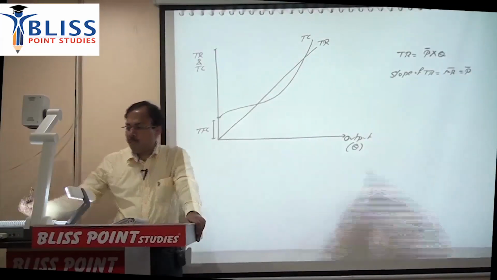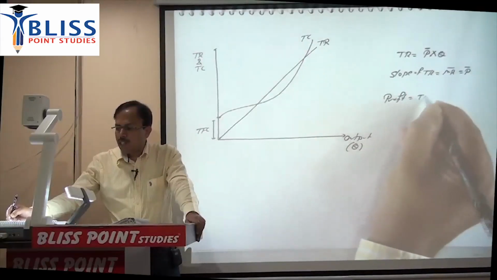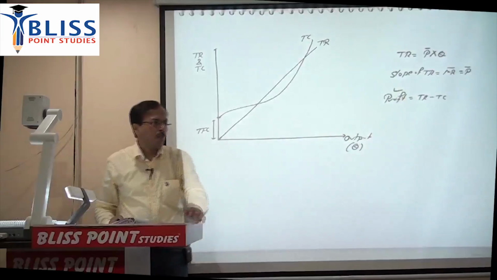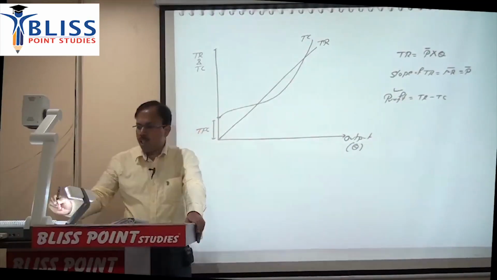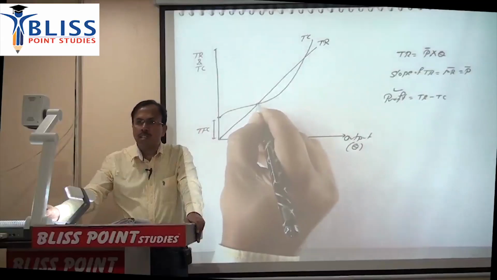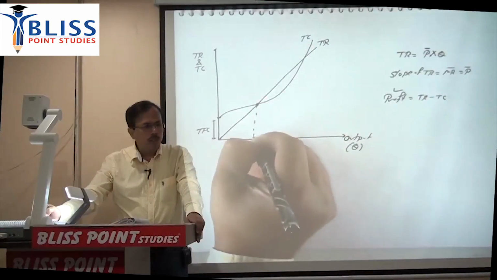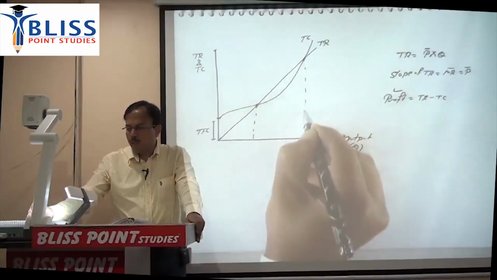Now if it is inverted S in shape, which distance is profit? Profit is the difference TR minus TC, and you have to maximize profit. So for profit maximization, what is the condition at this intersection point? Zero, they are equal. So profit will be zero here. At this point, again profit will be zero.